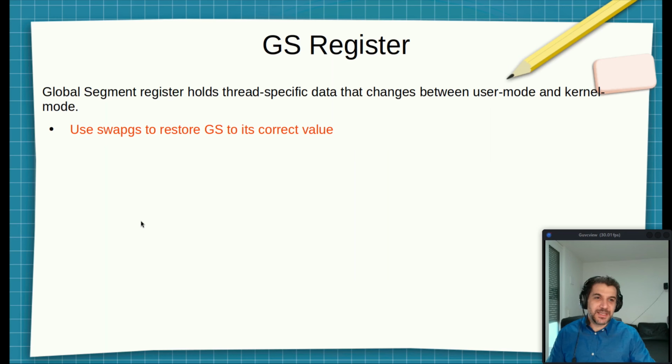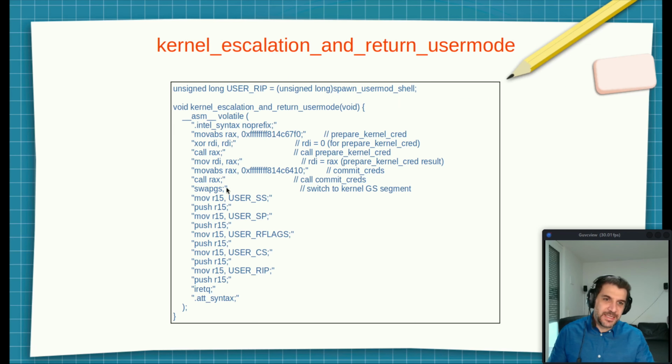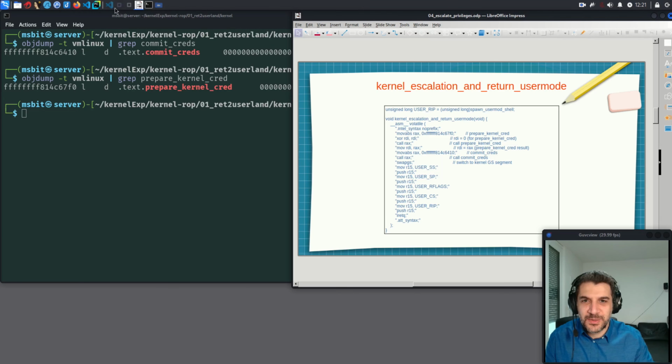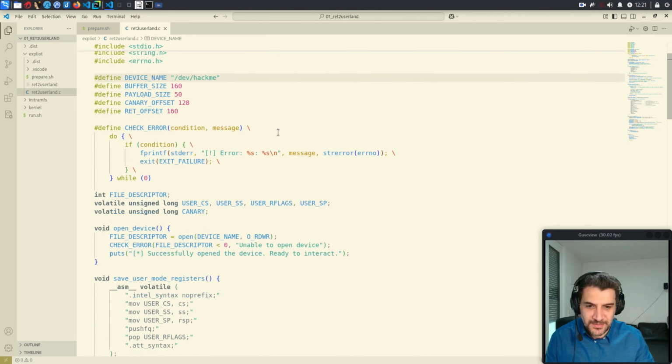This is not everything. We still have one more step, which is the global segment. Before calling interrupt return, we need to call swapgs, or swap the global segment, just to ensure again that we go back safely to user land. At the end, this is how the function looks. Maybe it's better if we look at it in VS Code.